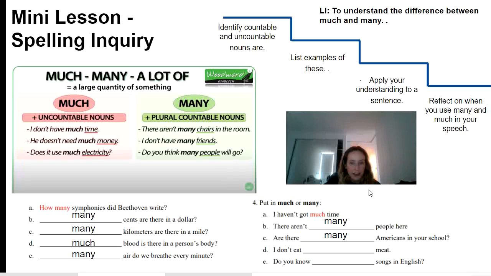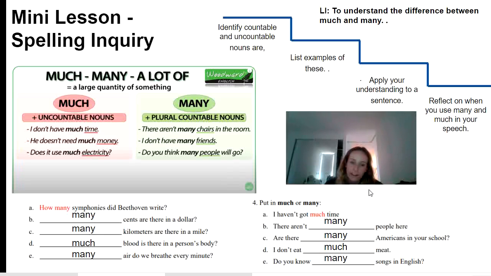I don't eat many meat. I don't eat much meat. So, which one is it? Can you count meat? 1 meat, 2 meat, 3 meat? You cannot. So you would say, I don't eat much meat because it's an uncountable noun. And do you know many songs in English? Because again, songs can be counted.